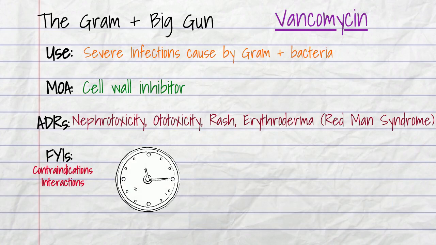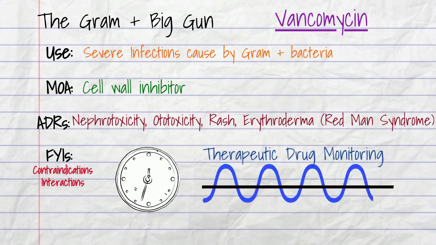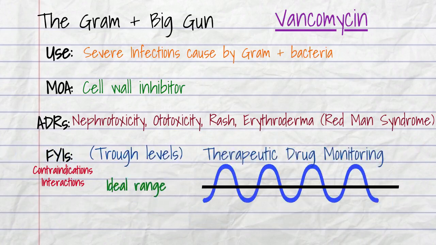Vancomycin is a time-dependent killer, meaning that serum levels must remain in a therapeutic range. Trough levels measure serum drug levels to ensure the dose and frequency are in an ideal range to treat the infection while minimizing adverse effects.